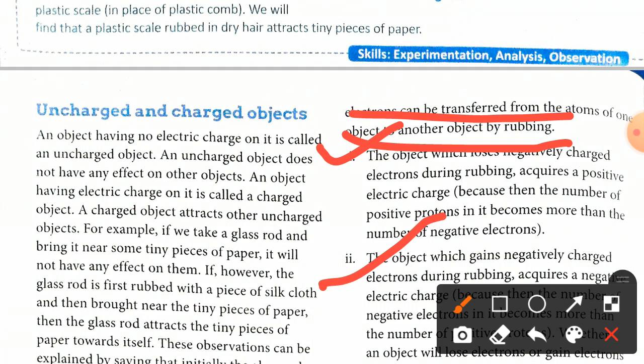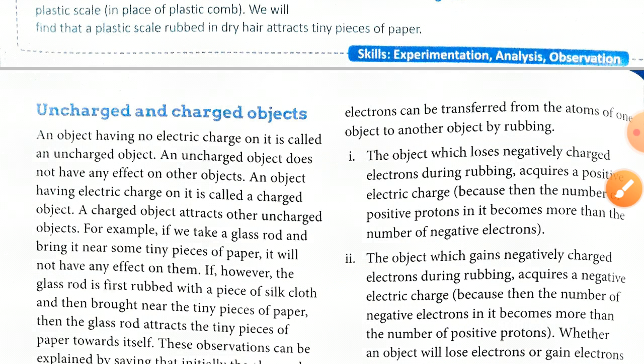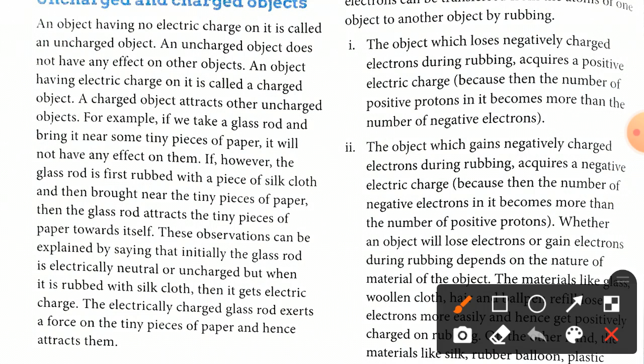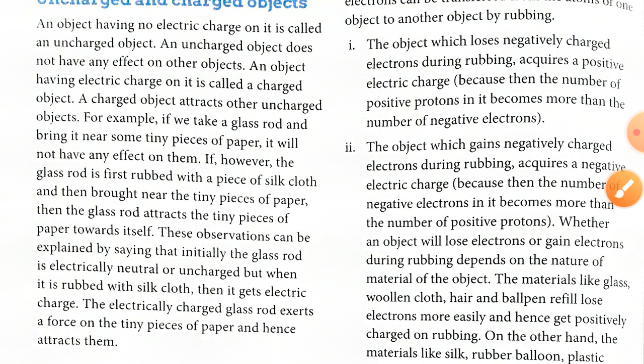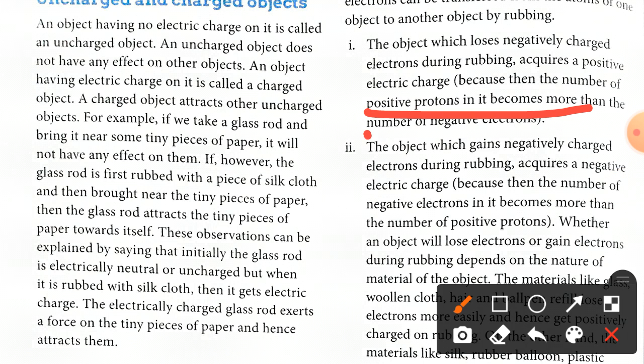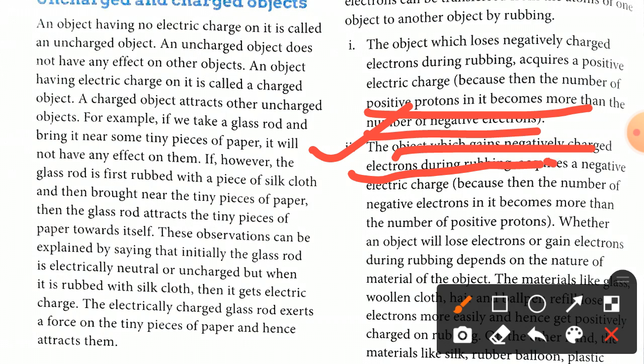Now here are the two points given. Just read it. The object which loses negatively charged electrons during rubbing acquires positive charge. Fine. If an atom or a body loses negative charge, which charge does it acquire? It acquires positive charge, because then the number of positive protons becomes more than the number of negative electrons. Now we talk about the second one. The object which gains negatively charged electrons during rubbing acquires a negative electric charge, because the number of negative electrons becomes more than the number of positive protons.